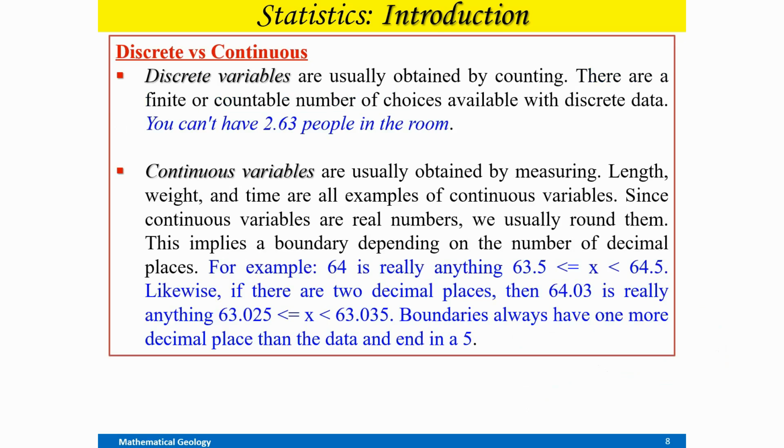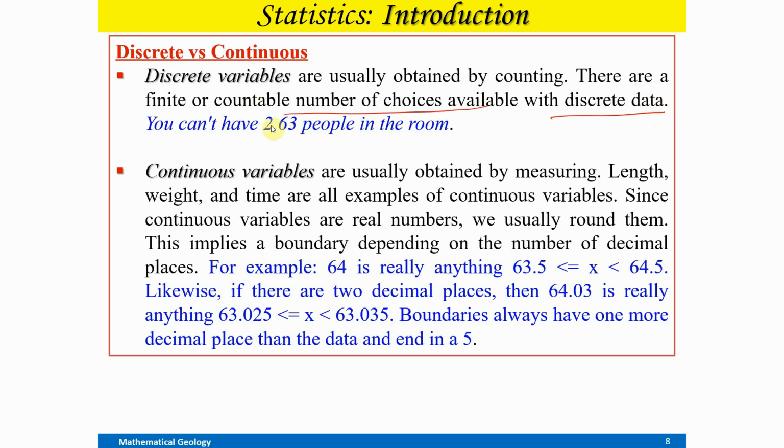Now what's the difference between discrete and continuous variables? Discrete variables are those you can get by counting, like what is the population number, or how many people are in Howrah district or in Kolkata. How many people are in Kolkata? You can count it. Okay, and that will be your discrete variable. So there is a finite countable number of choices available with discrete data. That is called the discrete variable.